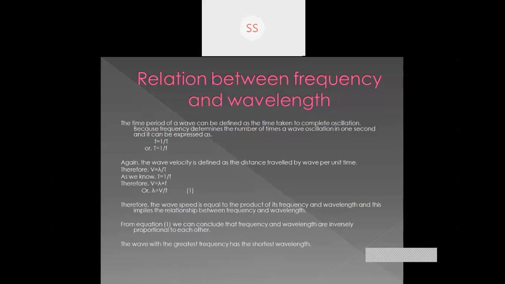I may not give the definition of time period separately, but if a question asks about the time period, you have to write this line. Because frequency determines the number of times a wave oscillates in 1 second, it can be expressed as: since time period is the time taken during one oscillation and frequency is the number of oscillations in 1 second, therefore f for frequency is 1 by T for time period, or T equals 1 by f.